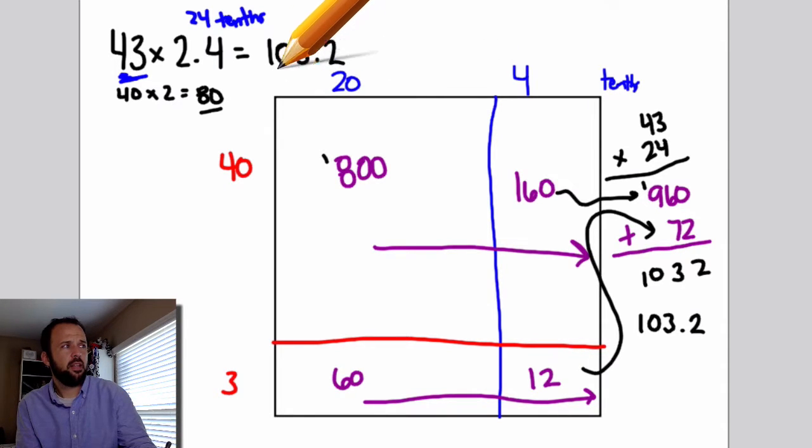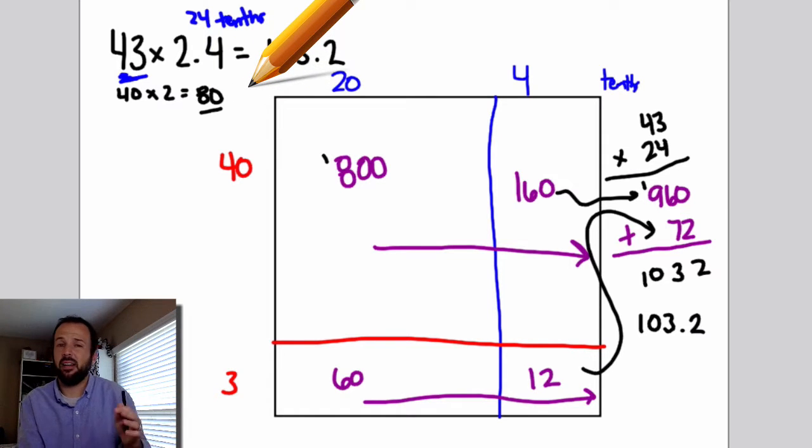and 2 tenths. Is that reasonable? We had 80 as our estimate. Is that reasonable? Yeah, it's not as close as I'd like it to be, but it's not super far off, like out there, right?